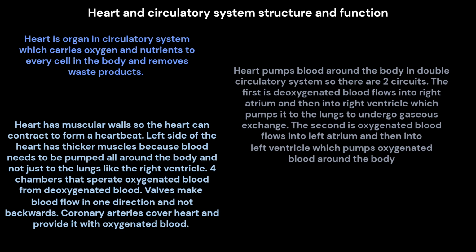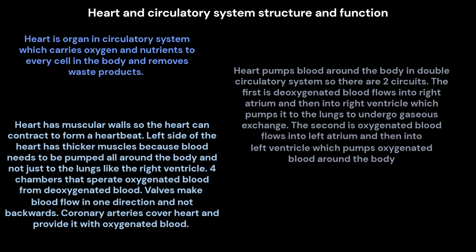Heart and circulatory system structure and function. The heart is an organ, and the circulatory system carries oxygen and nutrients to every cell in the body and removes waste products. The heart pumps blood around the body in a double circulatory system, so there are 2 circuits. The first is deoxygenated blood flows into the right atrium and then into the right ventricle, which pumps it to the lungs to undergo gaseous exchange. The second is oxygenated blood flows into the left atrium and then into the left ventricle, which pumps oxygenated blood around the body.